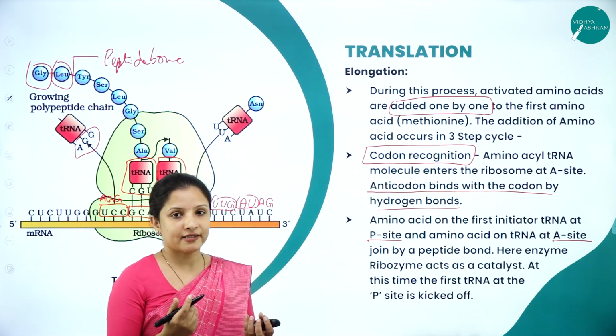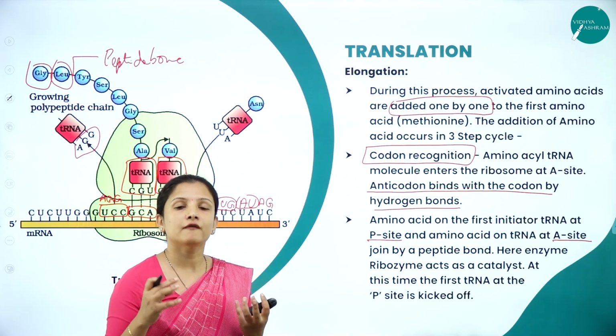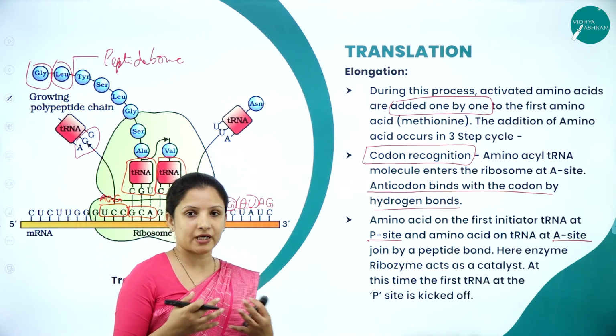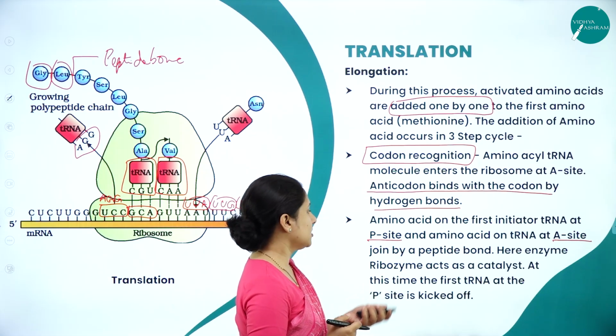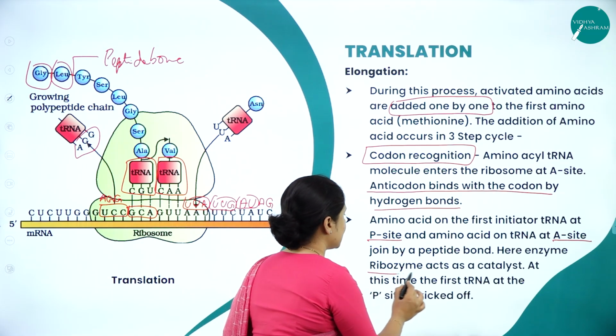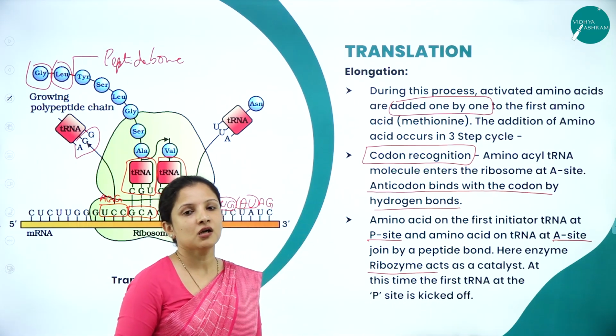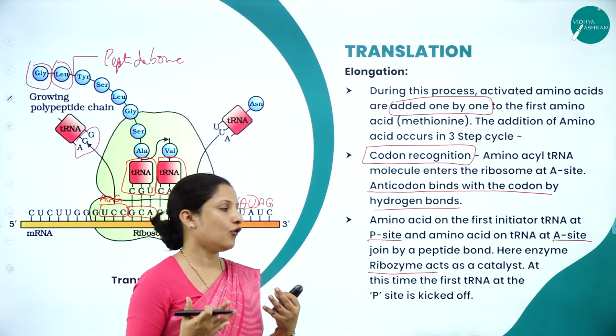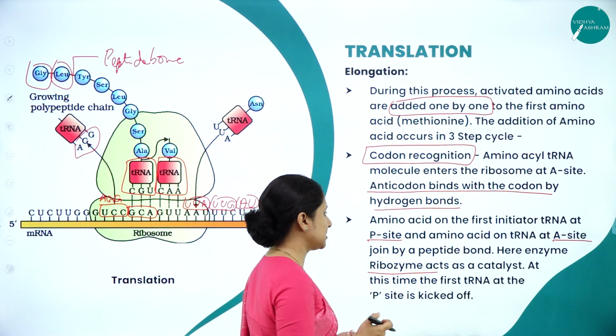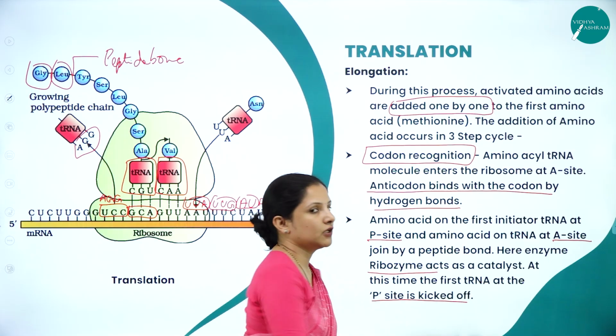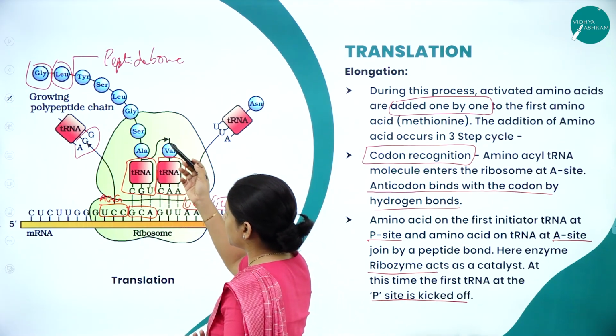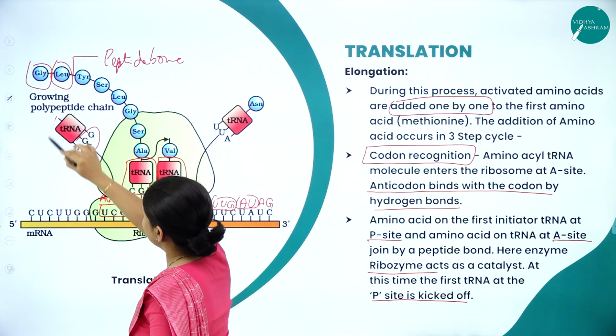So, to easily understand, the amino acids keep on forming a chain by forming peptide bonds in between. And here the enzyme ribozyme acts as a catalyst that brings about the addition of the amino acid to form a long chain. At this time, the first tRNA at the P site is kicked off. Next, the tRNA will be removed, and if you can see here, this gets removed.